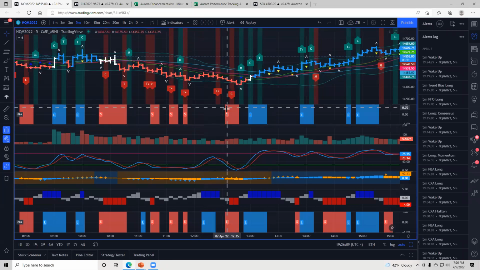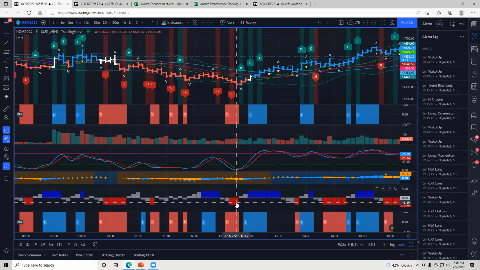Here we have PBA, CXA, and price bar color, but we have no PFO. PFO with 3A and 4A signals is your driver. It's your primary qualifier. That's the indicator that you want to have aligned.